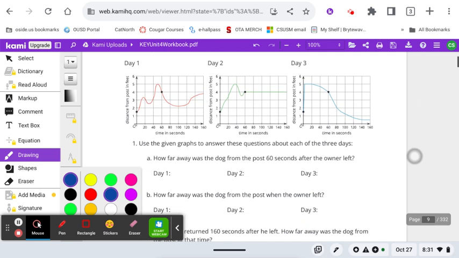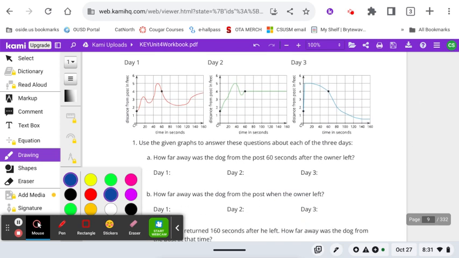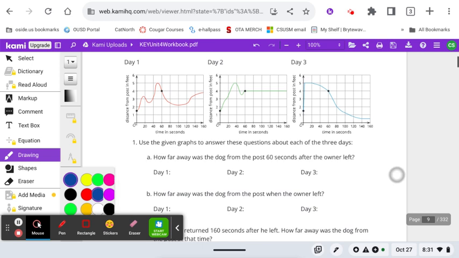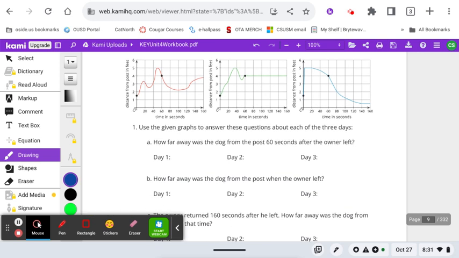So on day 1, here's the little graph we made. On day 2, here's the graph, on day 3. Using the given graphs to answer the following questions. How far away was the dog from the post 60 seconds after the owner left? So we go look at the input of 60, follow it up. Dog was 4 feet from the post. Same thing, day 2, we go to the input of 60, follow it up. Dog was 4 feet from the post. And oh my gosh, 4 feet from the post.